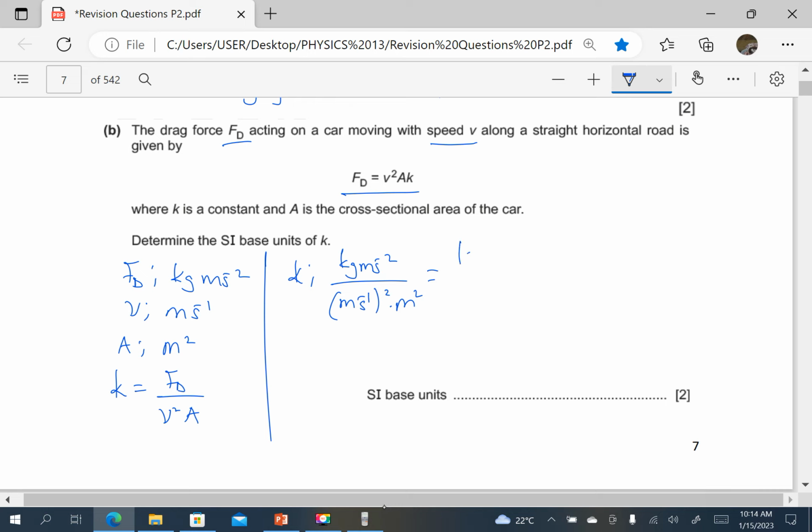In the numerator, you have kilogram meters per second squared. In the denominator, when you square, you have meters squared times meters squared, which is meters power 4, and s power negative 2. So you notice that s power negative 2 cancels out. So you remain with the kilogram. Meters divided by meters power 4, we subtract the powers. Meters over meters power 4 is meters power 1 minus 4, which is meters power negative 3. So the units are kilogram per meter cubed. Perhaps K is density.